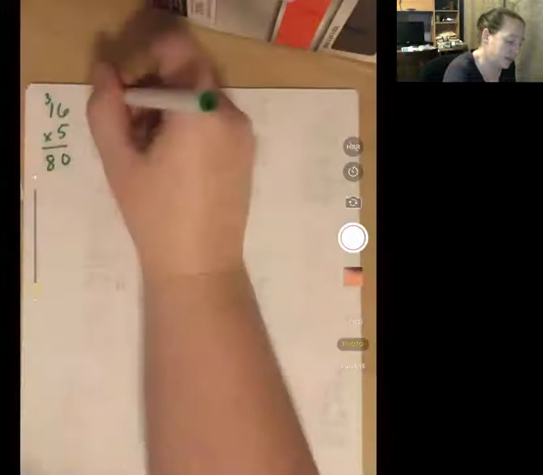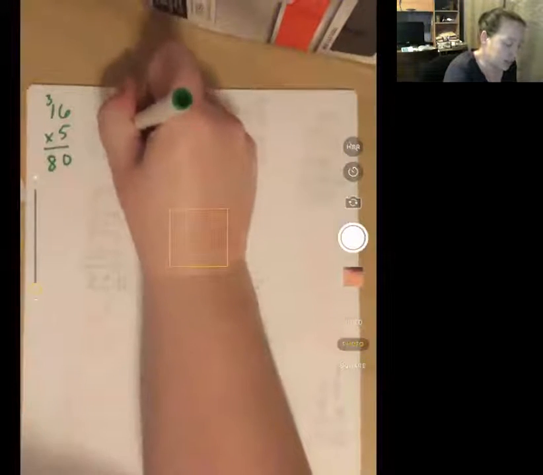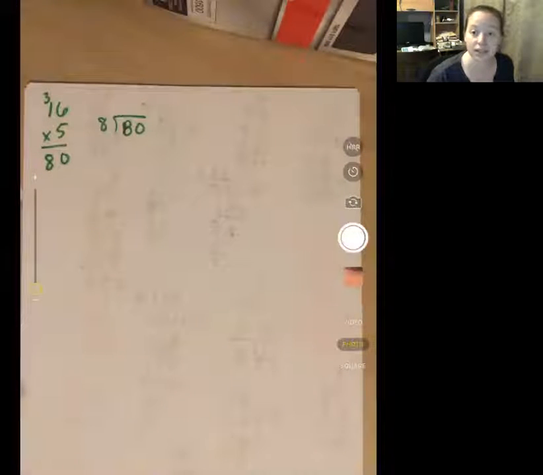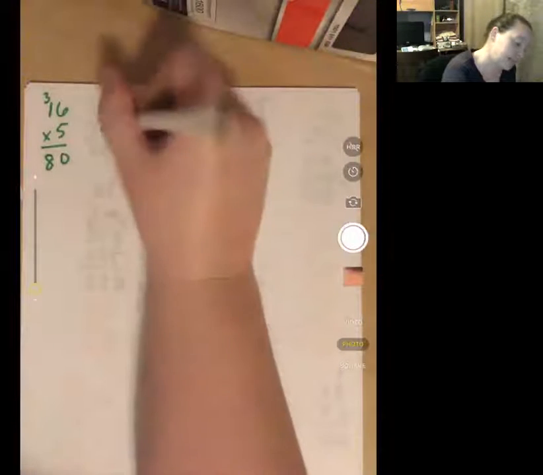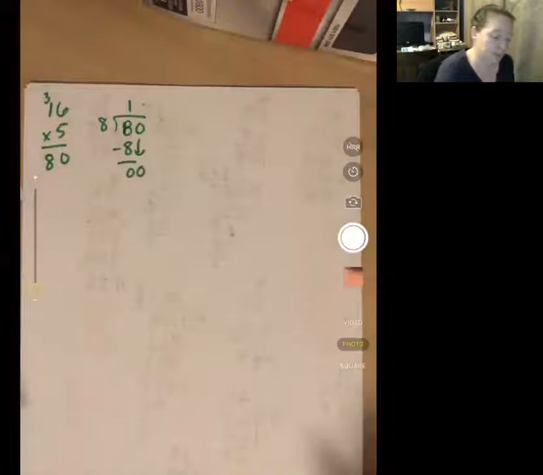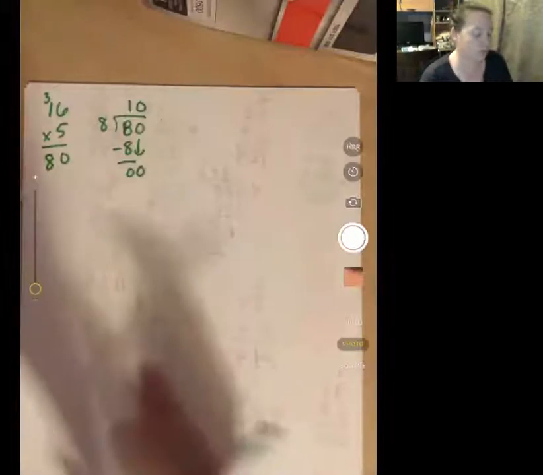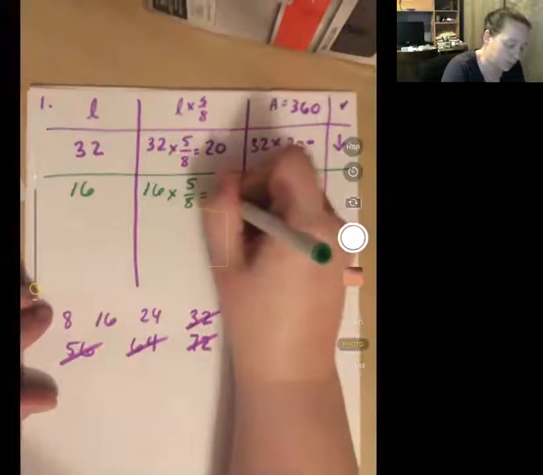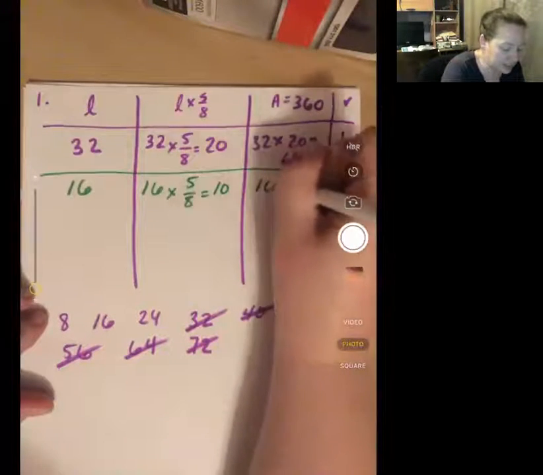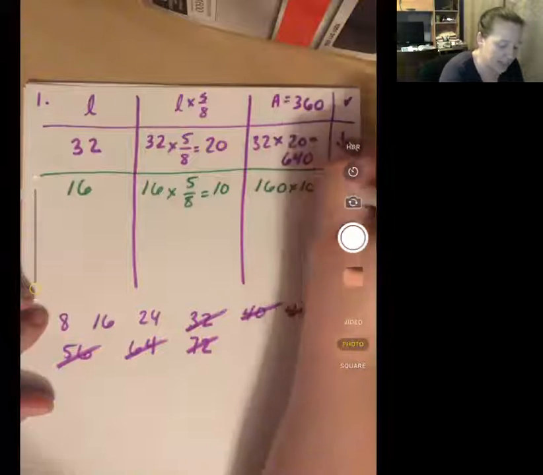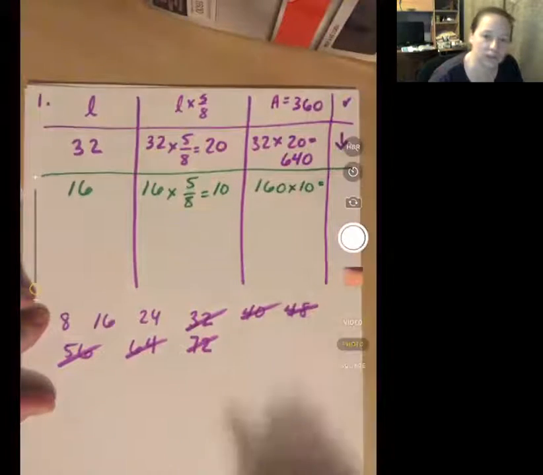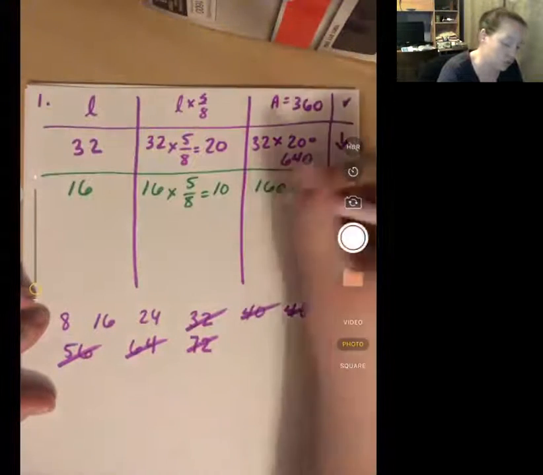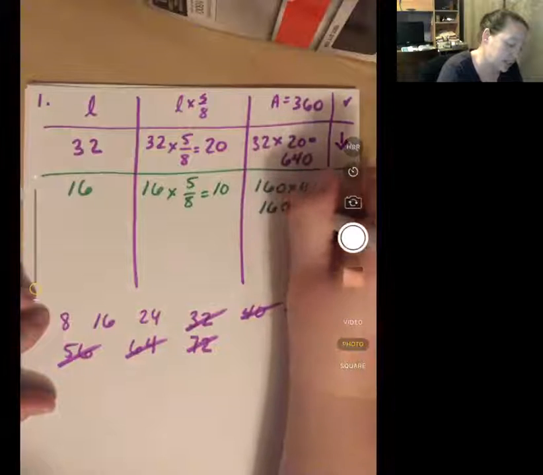So now I need to divide this by 8. So 8 divided into 80. How many times does 8 go into 8? 1 time, because 1 times 8 is 8. 8 minus 8 is 0. Bring down the 0. 8 goes into 0 0 times. So I am left with a 10. And then I have 160 times 10, which equals, we just add on an extra 0, 1,600.